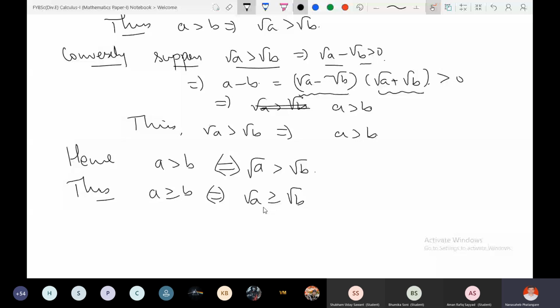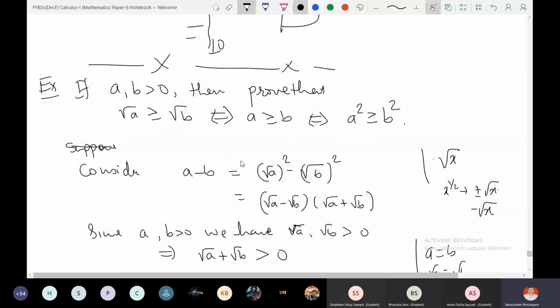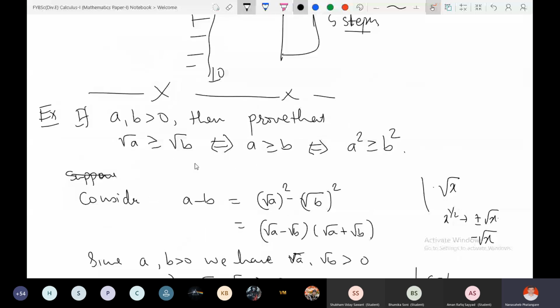And therefore what was our main aim? Our main aim was to prove this if and only if this. So this part is done now. This if and only if this part is done, right? So we have proved this part. Now can you prove this part? a greater than or equal to b if and only if a square is greater than or equal to b square.